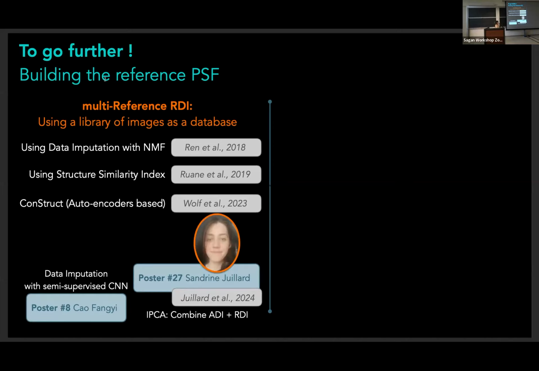And again, there's a poster by Sandrine. I couldn't find the picture of the person. So I saw there is a data imputation with CNN poster, and Sandrine is combining ADI and RDI for better results. There are also observing strategies, for instance, using another star of reference.